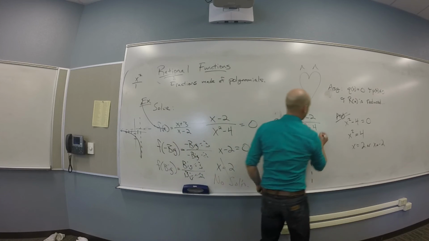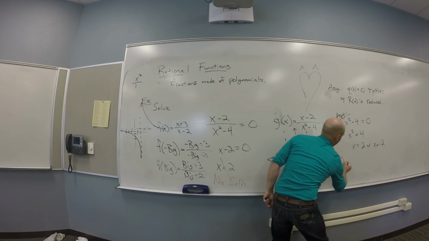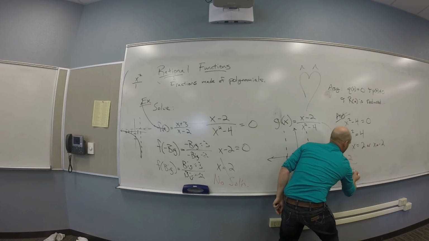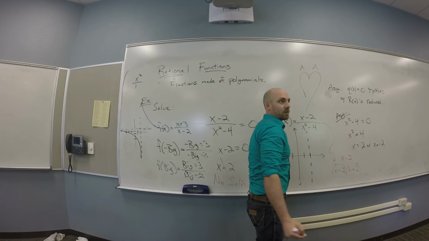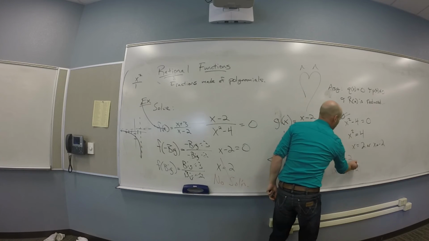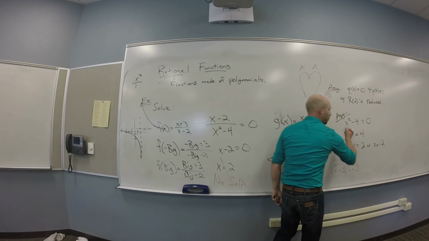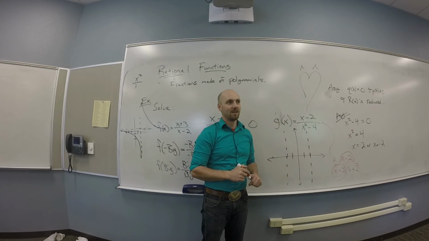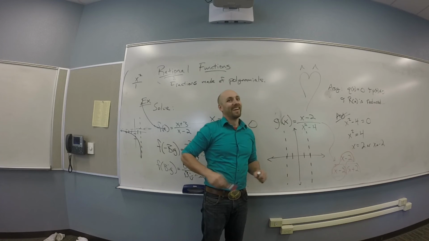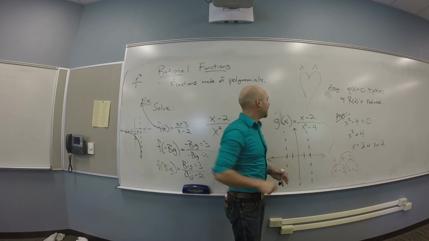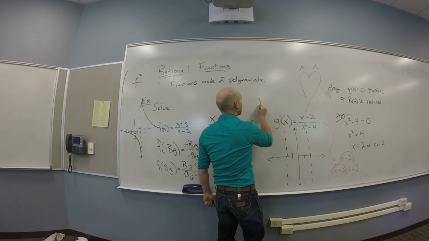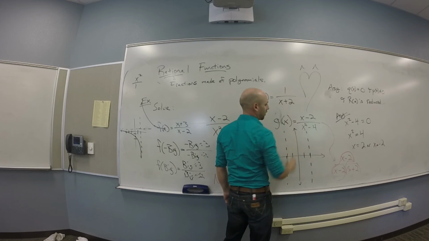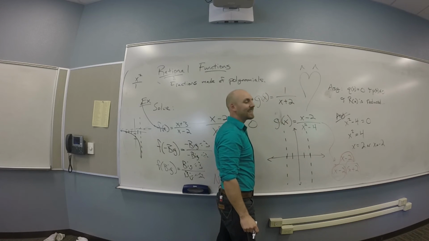So if you factor this thing, you get x minus 2 over x minus 2 times x plus 2. And you can cancel out the x minus 2. Then x minus 2 over x minus 2 is 1, right? So 1 times x plus 2, 1 over x plus 2. Okay, so you would say this is the same function, right? You'd be like, yo, g of x is 1 over x plus 2, right? Except it's not.